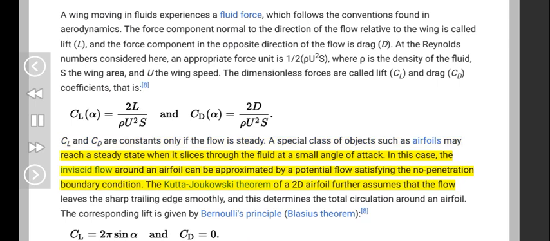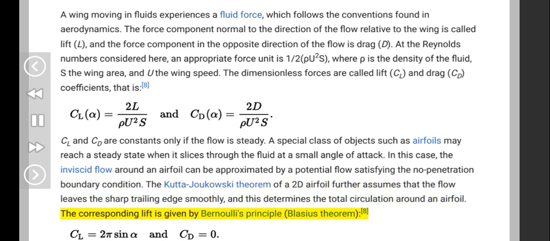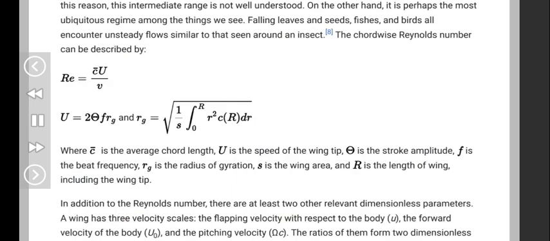In this case, the inviscid flow around an airfoil can be approximated by a potential flow satisfying the no-penetration boundary condition. The Kutta-Joukowski theorem of a 2D airfoil further assumes that the flow leaves the sharp trailing edge smoothly, and this determines the total circulation around an airfoil. The corresponding lift is given by Bernoulli's principle, the Blasius theorem.